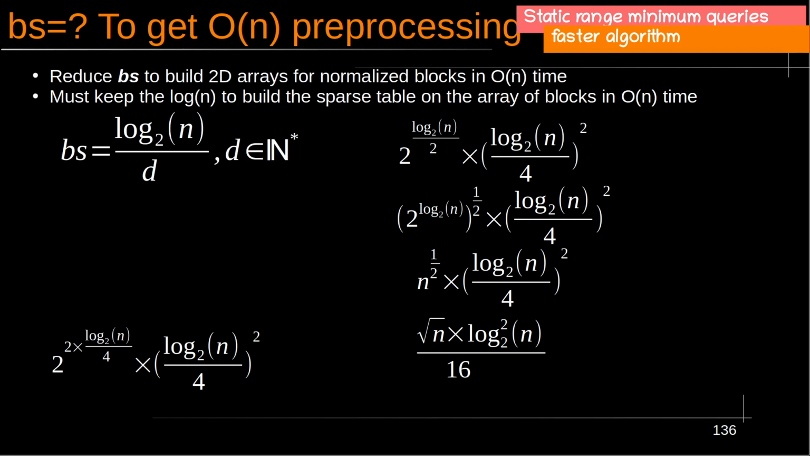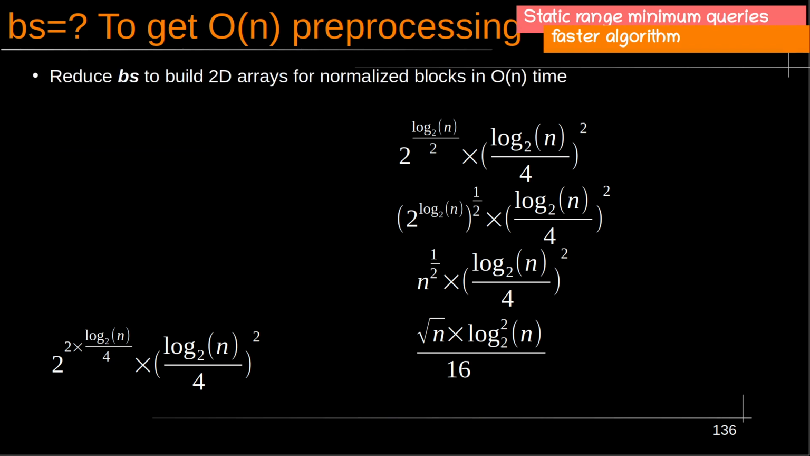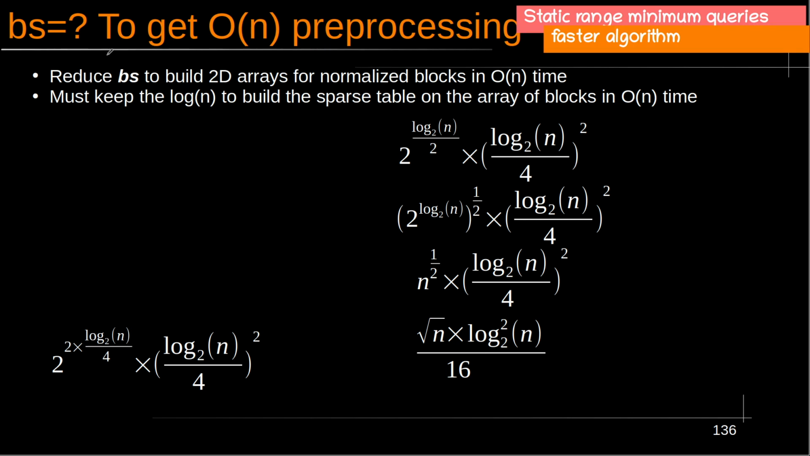How to do that? First, we have to reduce BS to do the arrays for normalization blocks in O of n time, and we have to keep the log n factor here. Why? Because as we have seen in the previous part, to remove the log n factor from the preprocessing of the sparse table, the block size must be log base 2 of n. Okay, so we have to keep that.